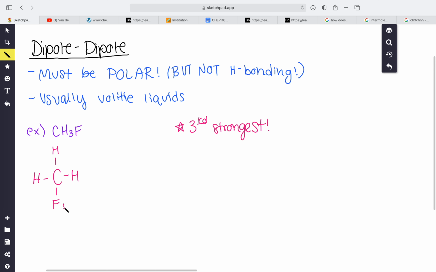This is still going to be slightly negative, and up here is going to be slightly positive, but it's a lot less than the hydrogen bonding, right? So that's why this is going to be your third strongest, same thing as before. This is going to act as kind of like a magnet, and it's going to attract the slightly positive side of another molecule, and so they're going to be a little bit more tight together and more attracted to each other. These are usually going to be your volatile liquids, right?